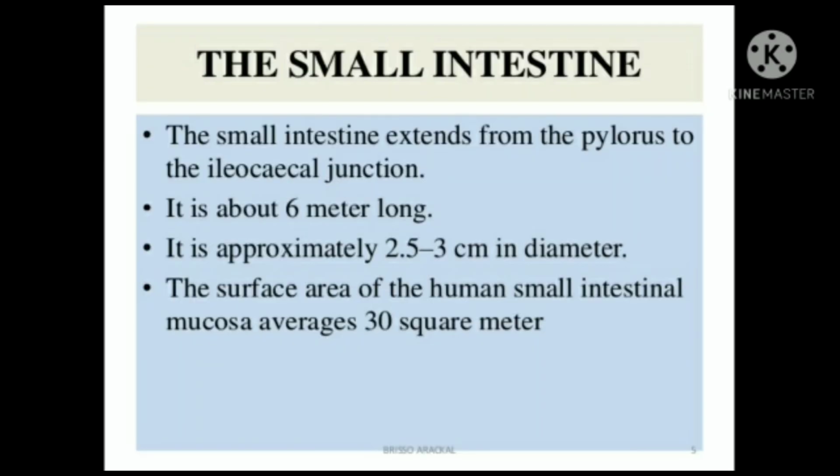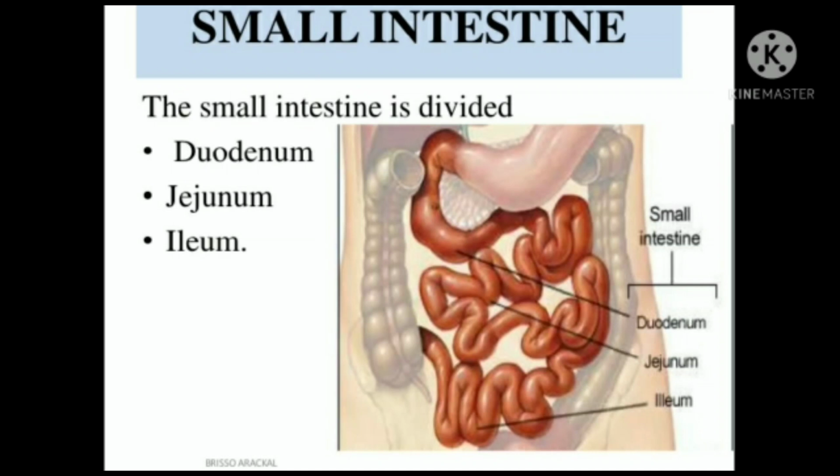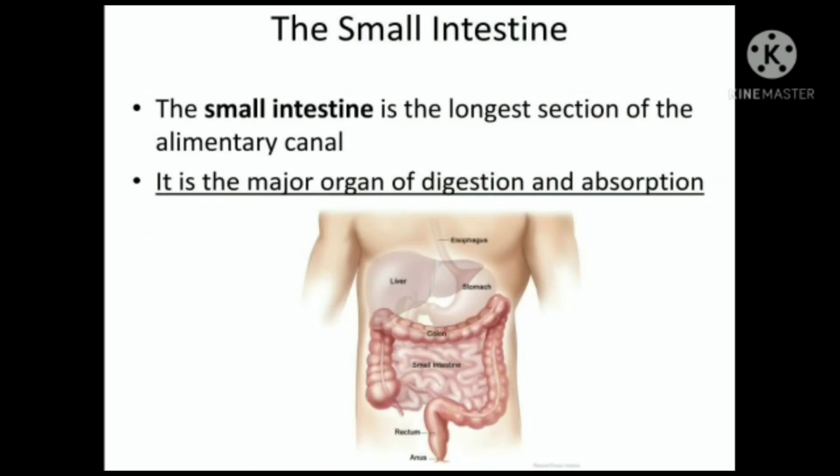The next part of the alimentary canal is the small intestine. It is a long, narrow, coiled tube about 6 meters in length. It is approximately 2.5 to 3 centimeters in diameter. It is divided into 3 parts: duodenum, jejunum and ileum. The duodenum is the anterior part of the small intestine, the jejunum is the middle part, and the ileum is the last part. The small intestine is the longest section of the alimentary canal and a major organ of digestion and absorption.